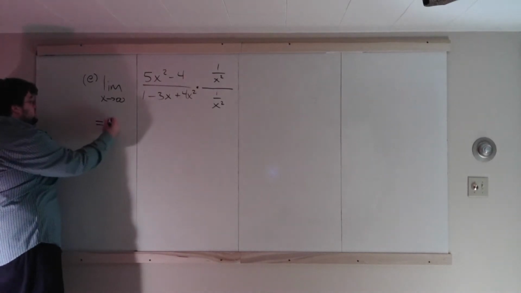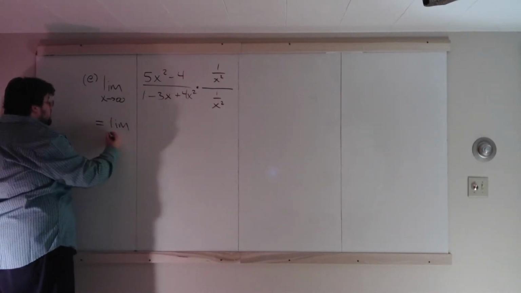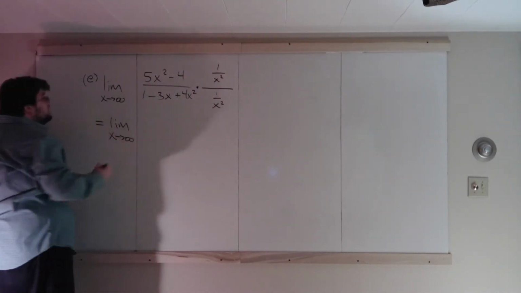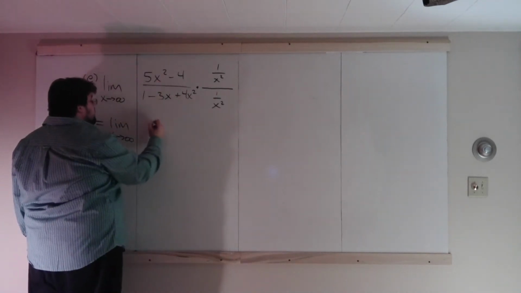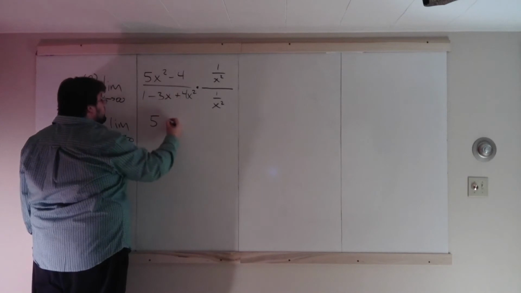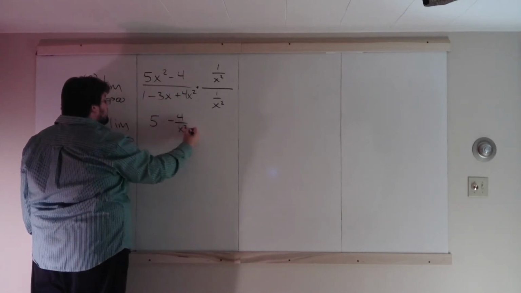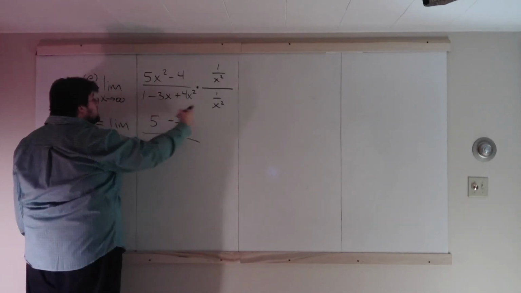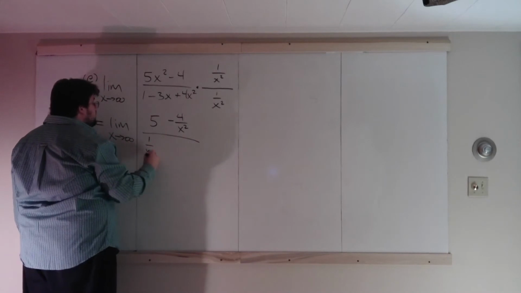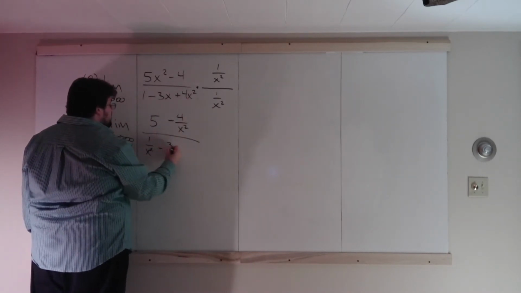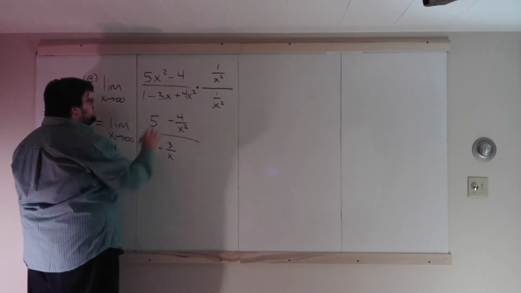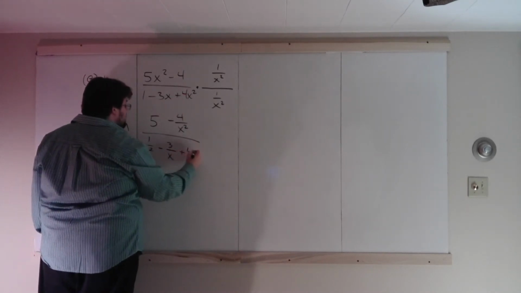Now, what's this going to do? Well, let's factor that 1 over x squared in. 5x squared over x squared is 5. Negative 4 over x squared is negative 4 over x squared. 1 over x squared is 1 over x squared. Negative 3x over x squared, one of those x's goes away. 4x squared over x squared.